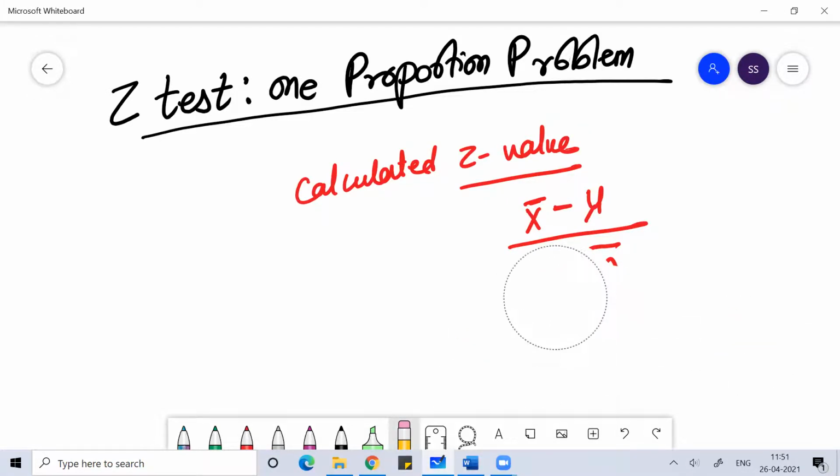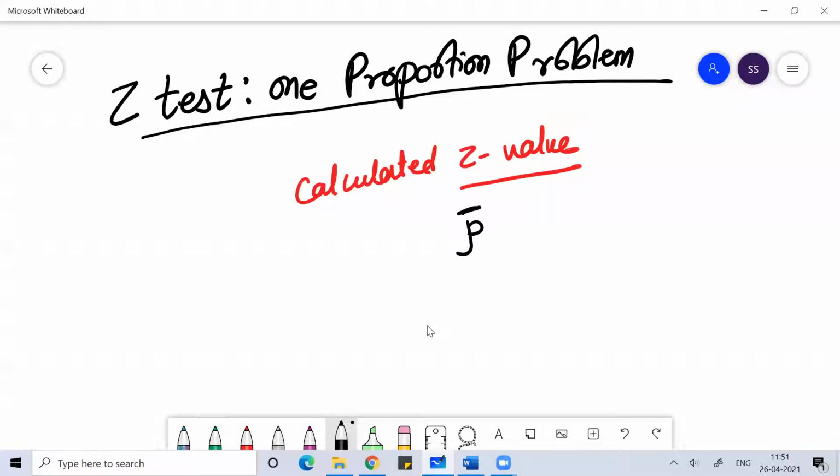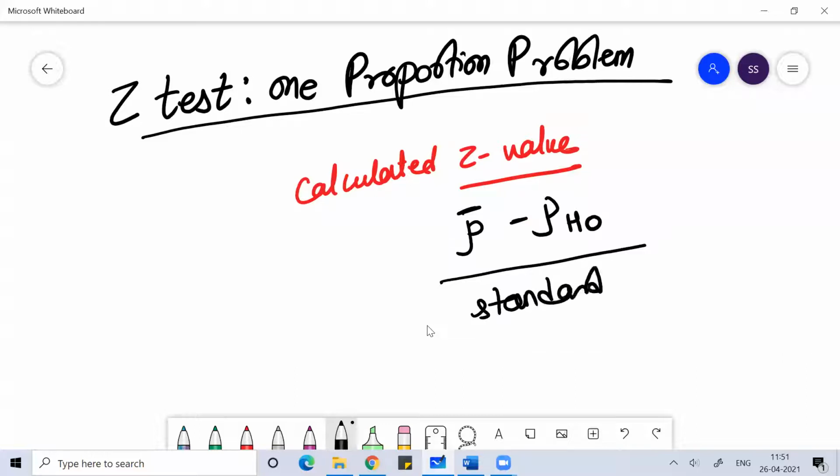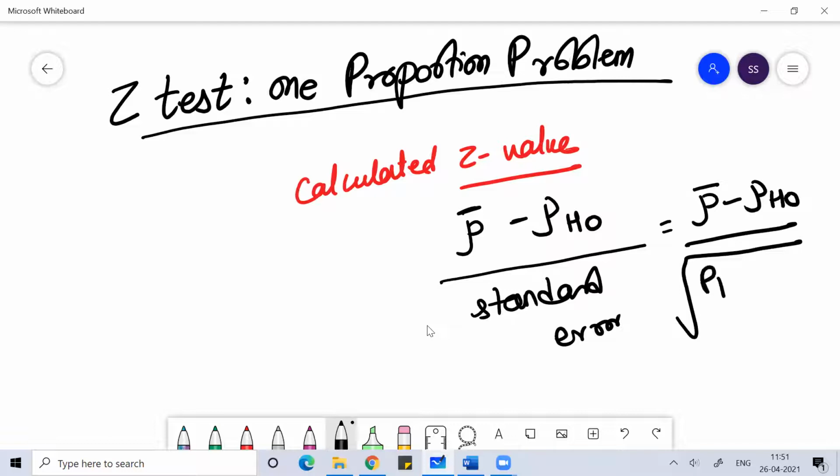So here, for the calculation of Z value, you will take the sample proportion minus the hypothesized proportion which is given, divided by the standard error. Earlier, in the one mean problem, the formula of standard error was different. Here the formula of standard error will be different. It will be the square root of P H naught into Q H naught divided by n.